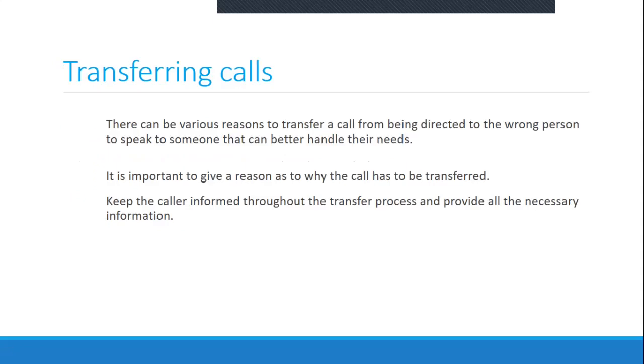Okay, my next point today is about transferring calls. There can be various reasons to transfer a call, from being directed to the wrong person to speaking to someone that can better handle their needs.